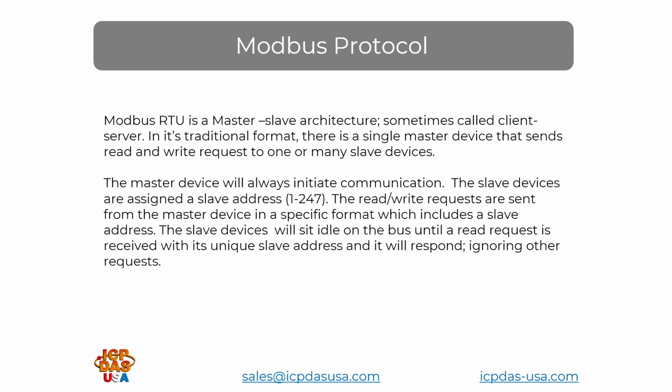The slave devices are assigned a unique slave address between 1 and 247. The read-write requests are sent from the master device in a specific format, which includes a slave address. The slave devices will sit idle on the bus until a read or write request is received with its own unique slave address, and it will respond. Other slave devices will ignore requests not directed towards them.